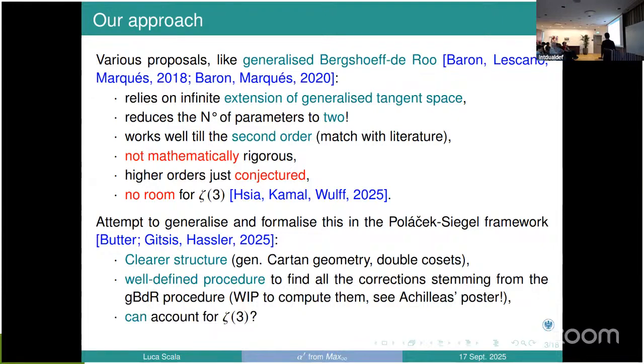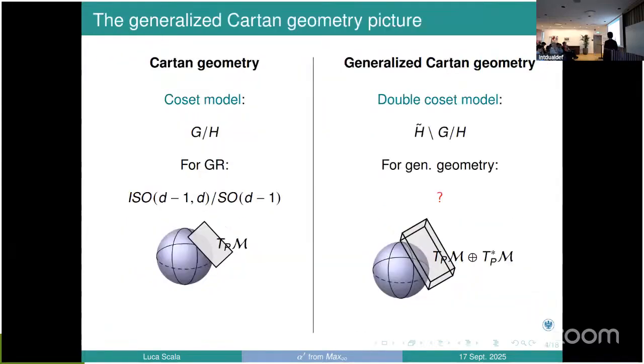But there are still a couple of questions. First of all, can this account for zeta-3-like corrections? And we would like to explore more mathematically how this deformation, which allows us to consider these alpha prime corrections, works. So the rest of the talk will be based on these two. First of all, I will introduce the structure, and then I will show you how we are trying to solve these two last problems. I mentioned that this relies on generalized Cartan geometry. What is generalized Cartan geometry? Essentially, when you want to model in normal geometry, right?